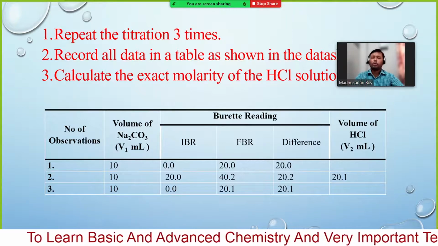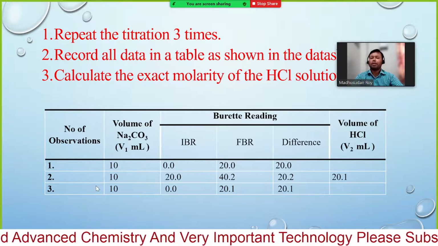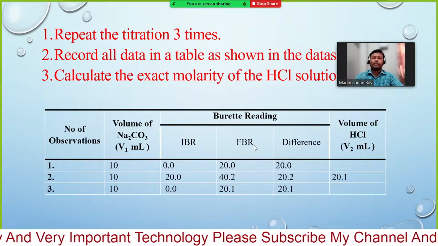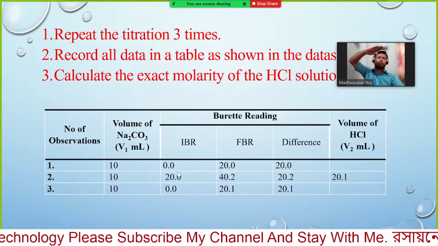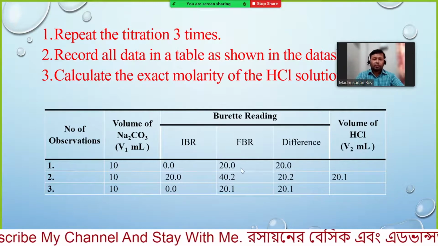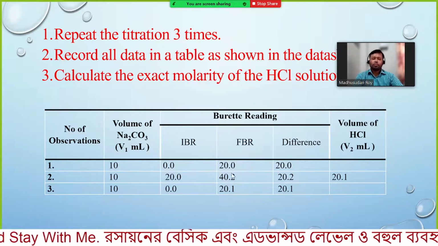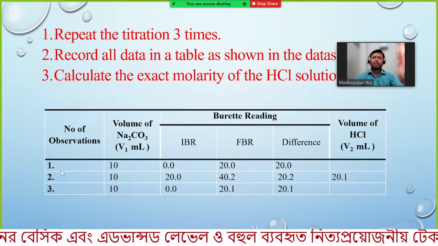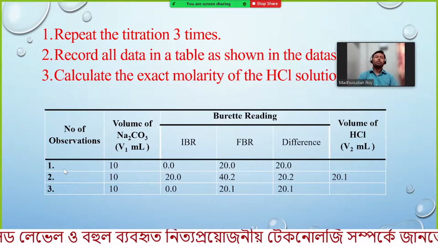So the volume of sodium carbonate, that means the V1, is 10 milliliter, and this is the initial burette reading, and this is the final burette reading. Initially let us consider we have the initial reading at the top, so the burette reading is 0, and after completing the titration, the burette reading is 20. This is for the first experiment. Repeat the same experiment up to 3 times.